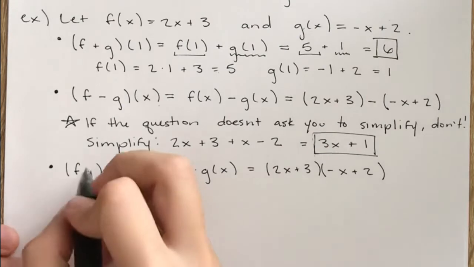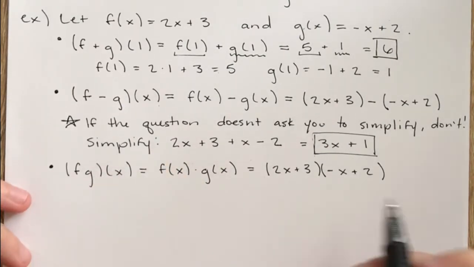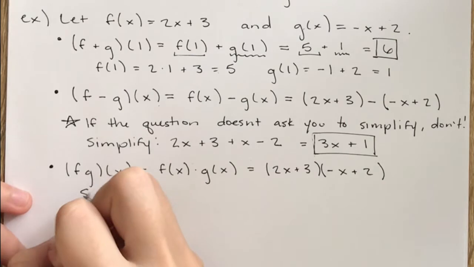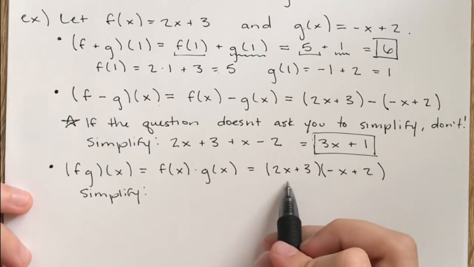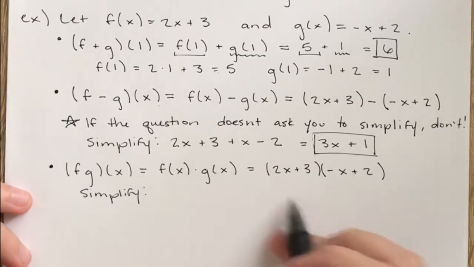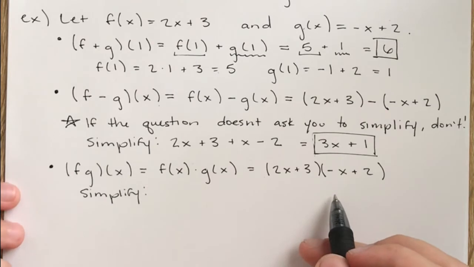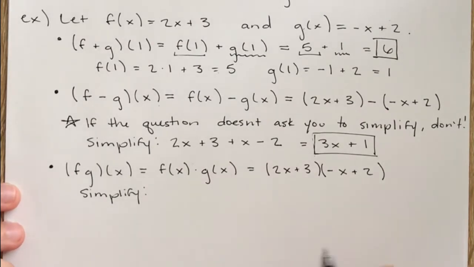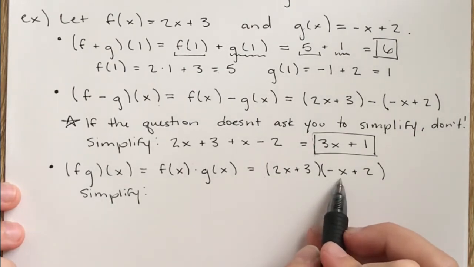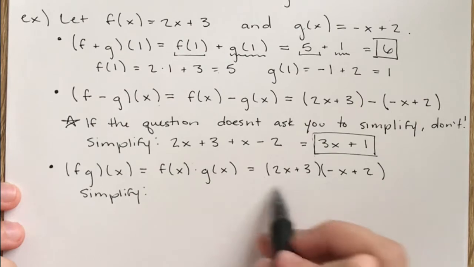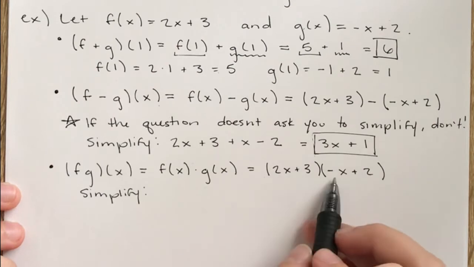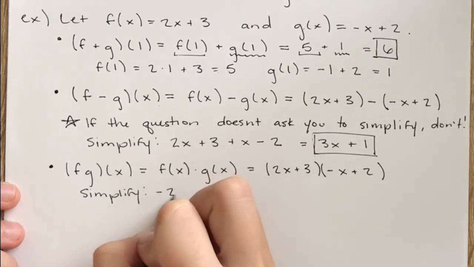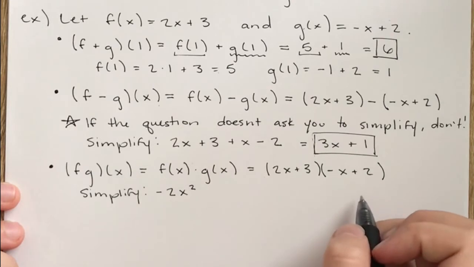It's very helpful. Again, if it didn't ask us to simplify, we wouldn't have to do anything, but let's go ahead and simplify for the practice. Like I just said, we need to multiply all of these terms together, so we need to FOIL. FOIL stands for first, outside, inside, last. First terms, what that means is we multiply the first terms in these two binomials. We've got 2x times negative x, which gives me negative 2x squared.